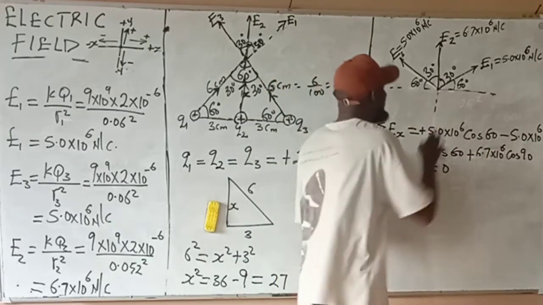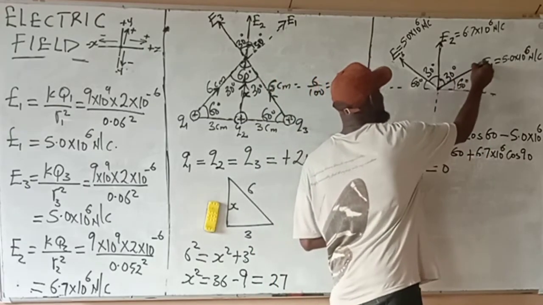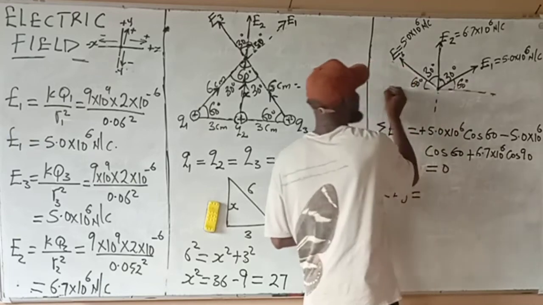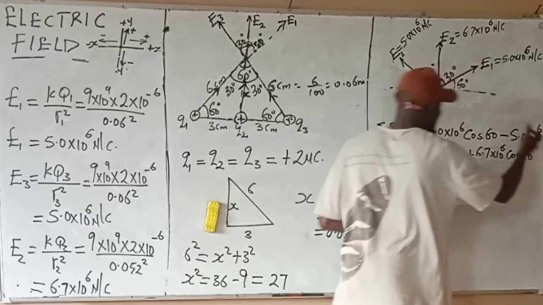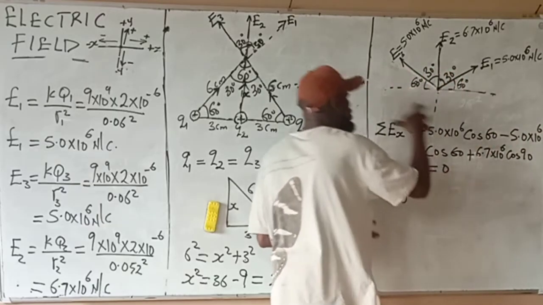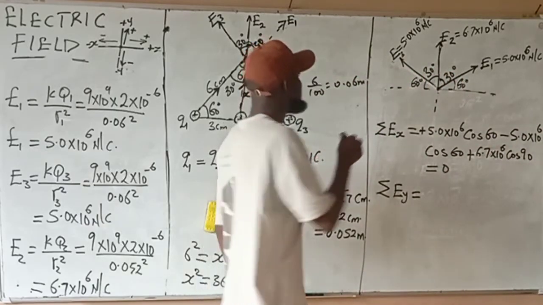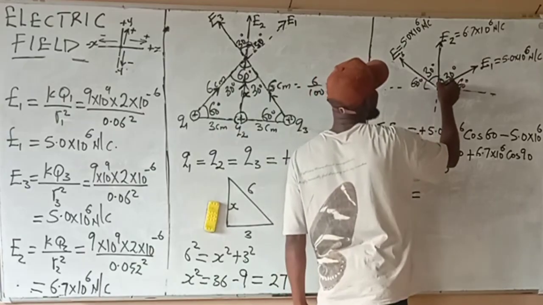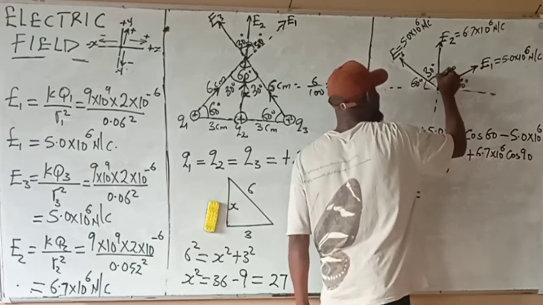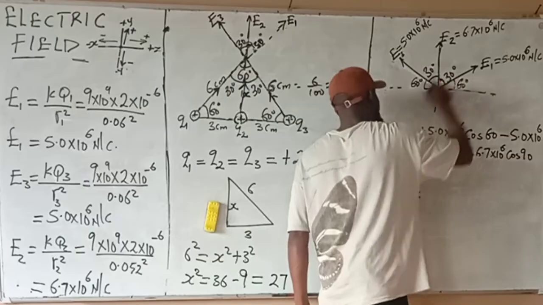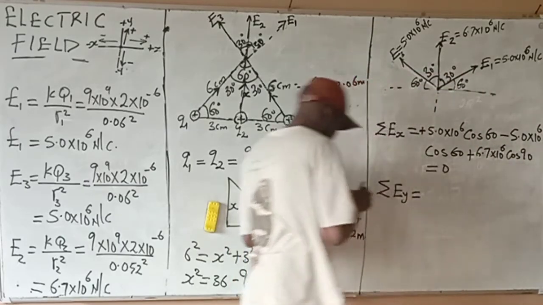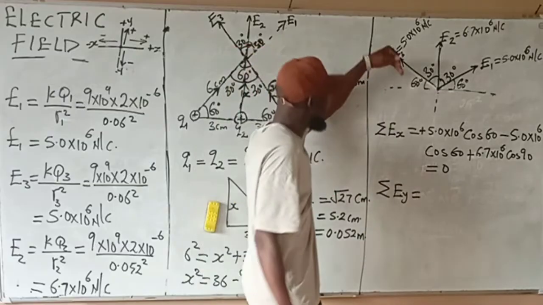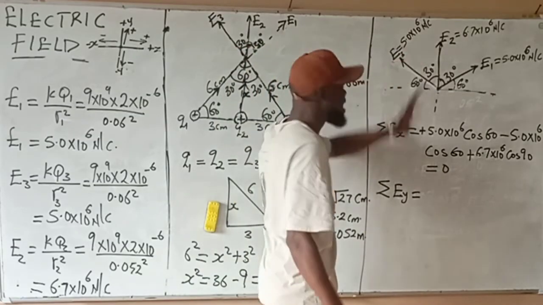But look at it. If we are using the angle between the vector and the x-axis, we'll be using cos for x direction. Then we will now use sine for y direction. But if we are using the angle between this vector and the y-axis, we'll be using sine for x direction. We will now use cos for y direction. Please let me explain that to you. You can use any of the angles, you get the same answer.